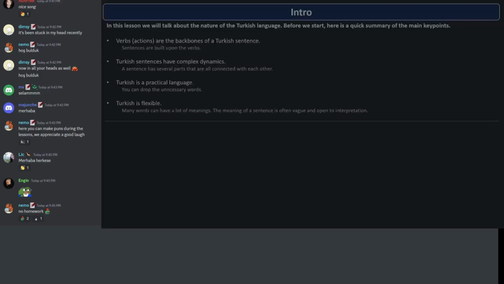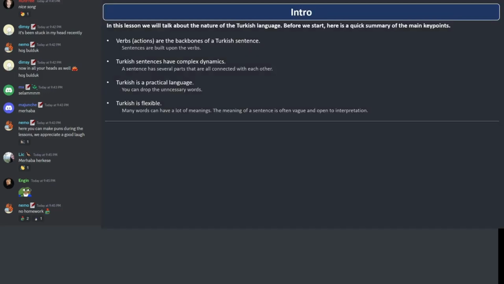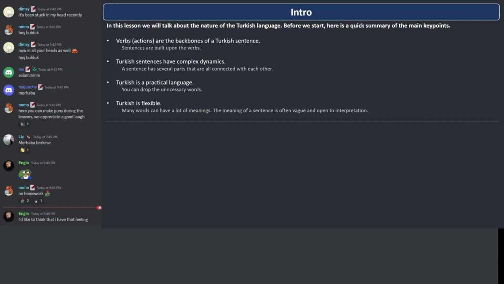Okay, and lastly, Turkish is a flexible language. Many words can have a lot of meanings. I mean, of course, every language has this flexibility. English, German, Russian, Arabic, every language depends on the context. But when we take a closer look at Turkish, we see this much more. Turkish is very sensitive when it comes to context.